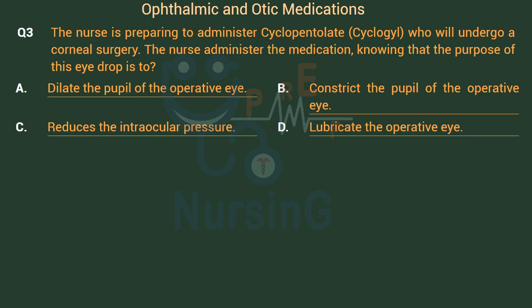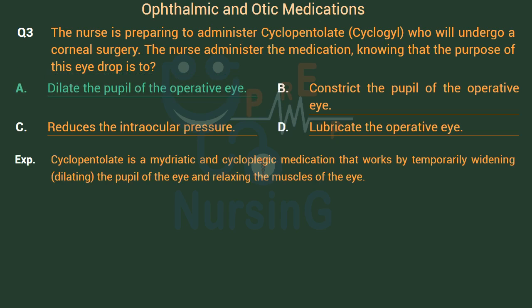Right answer is Option A. Dilate the pupil of the operative eye. Cyclopentolate is a mydriatic and cycloplegic medication that works by temporarily widening, dilating, the pupil of the eye and relaxing the muscles of the eye.